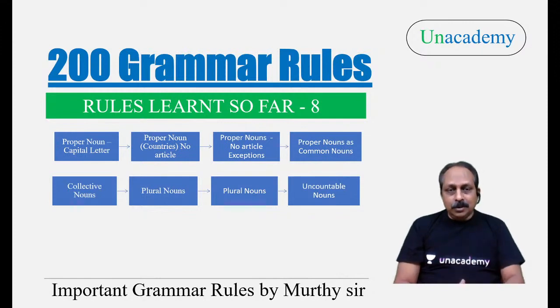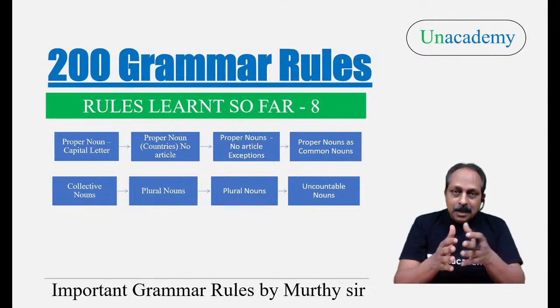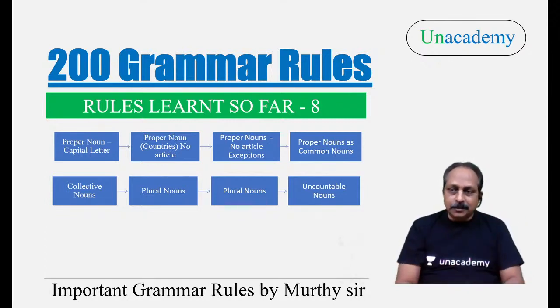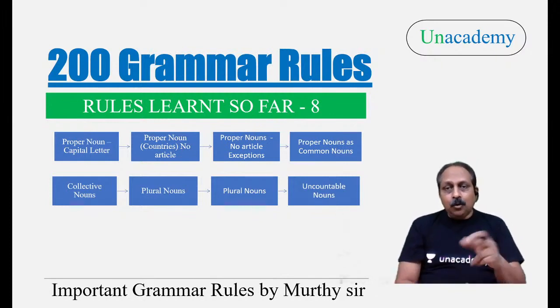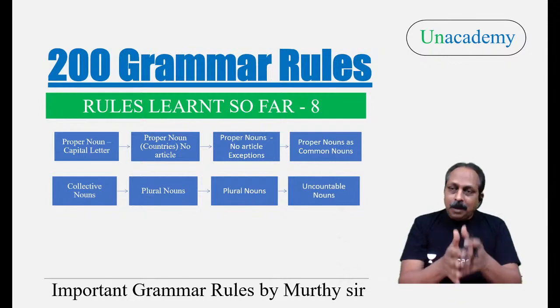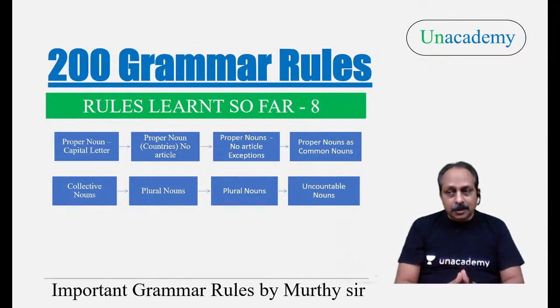What are those rules? First one, proper noun related. The first letter of a proper noun should be a capital letter, irrespective of its position in a sentence. Rule number two, for proper noun countries, you should not use any article. You cannot say the India, not correct. Rule number three, exceptions. Some countries do take the definite article the. I give examples, important from the exam point of view: the Netherlands, the Irish Republic, the UAE, the Ukraine, all these.